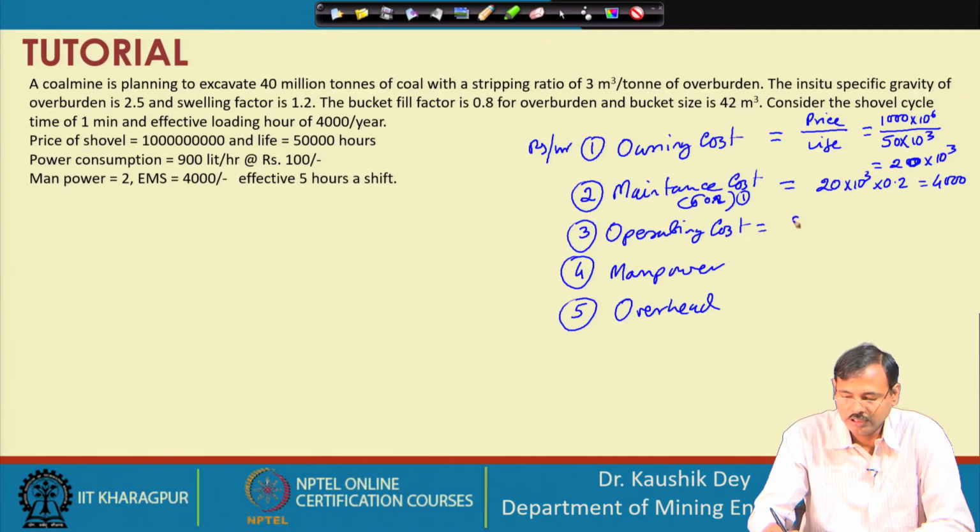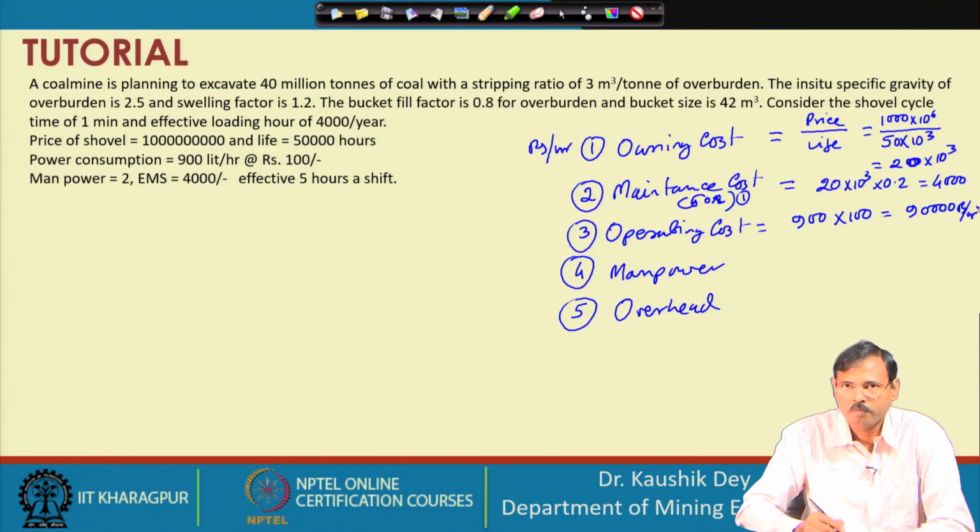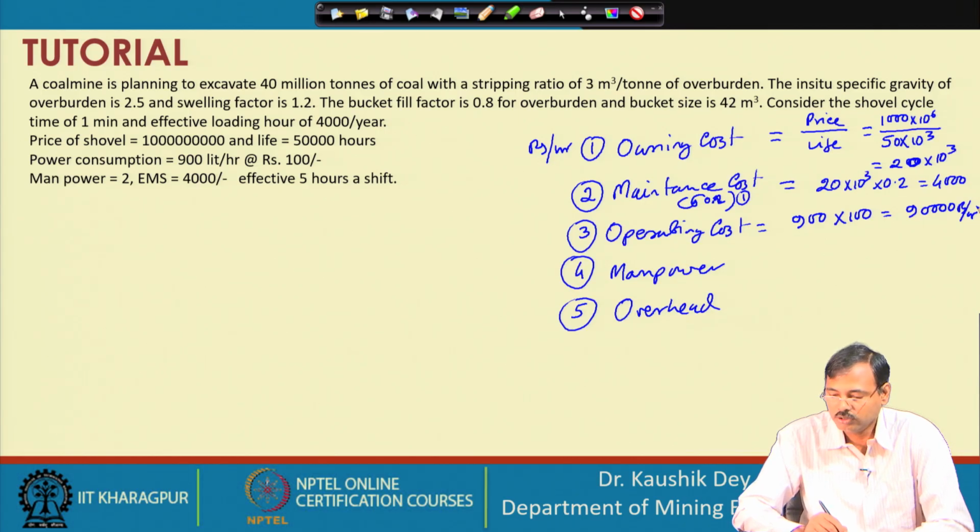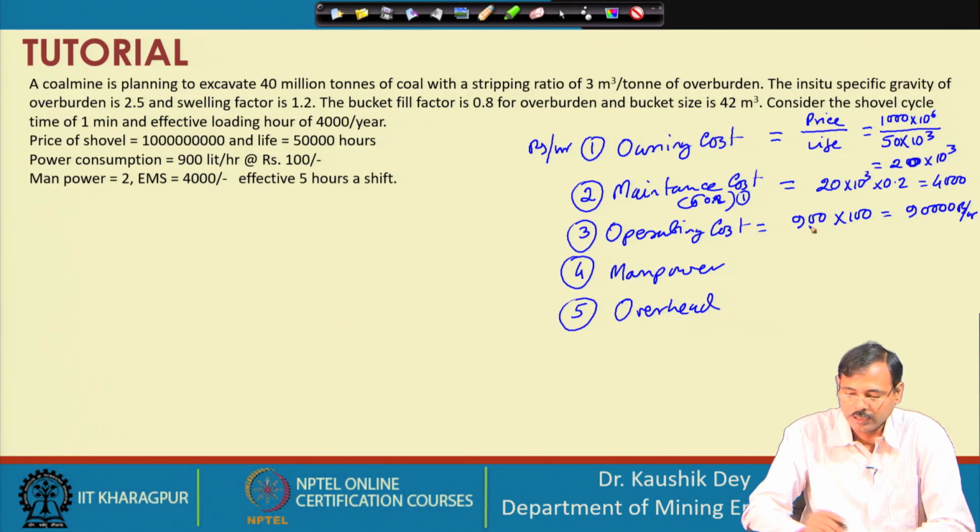It is seen that the diesel consumption is 900 liter per hour and the price is 100 rupees. So, this is 900 into 100, rupees per hour is the operating cost. So, 90,000, 1, 2, 3, 4, 90,000 rupees per hour.